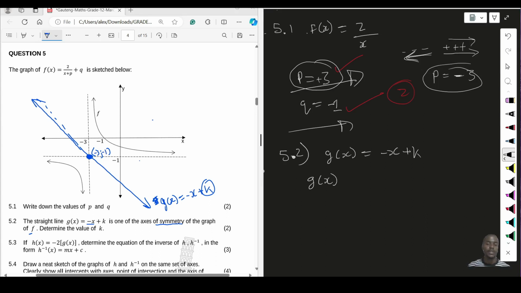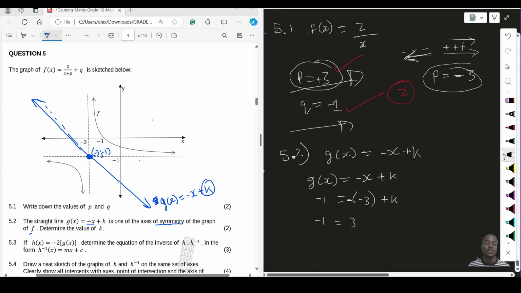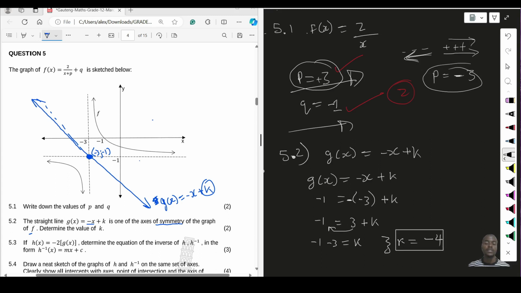We are going to say g of x is equal to negative x plus k. So in the place of y, we put minus 1. In the place of x, we put minus 3. But x was negative, so let's not forget the negative, plus k. The negative 1 is equal to 3, negative times negative is positive, and we say plus k. Then minus 1, we transpose the 3, then we get minus 3 is equal to k. Therefore, k is equal to minus 4 when you add minus 1 and minus 3. Therefore, you conclude, you say, not f, this is g of x is equal to minus x minus 4. This is the final answer for 5.2.